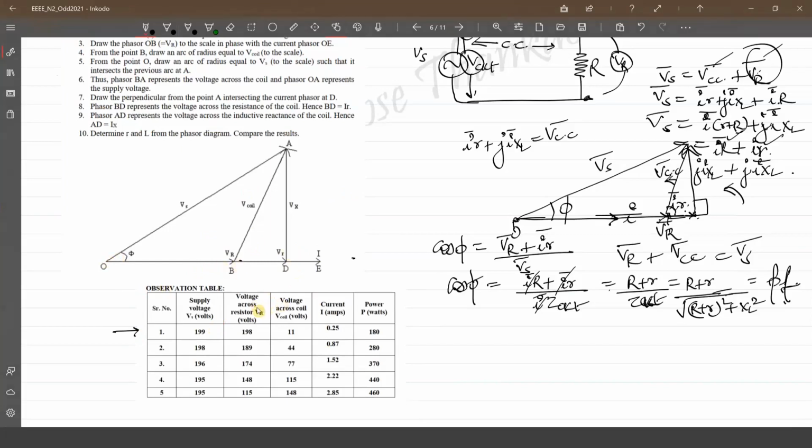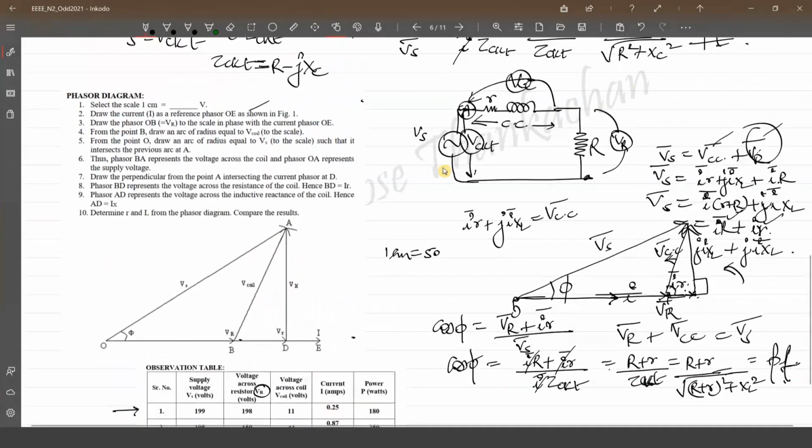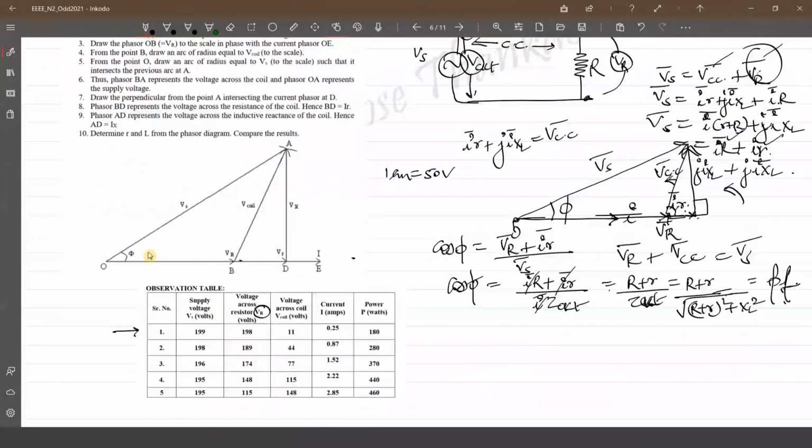VR is nothing but this voltmeter reading. Depending upon the scale you have taken, let's say 1 centimeter is equal to 50 volt. Correspondingly, VR by 50, you can find out how many centimeters it is. So that much you have to draw your VR. Next, from point B, draw an arc of radius V coil, because we know this phasor is V coil. V coil is already measured here. So this much magnitude, convert it into centimeters and draw an arc like this.